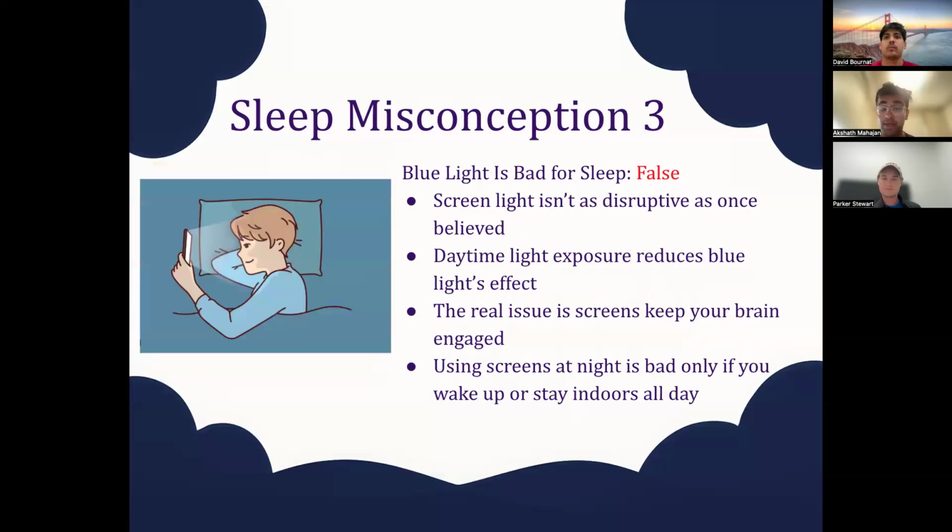Third is that blue light is the main problem with screens at night. It's not. The main issue is actually mental stimulation. Scrolling social media or answering emails keeps your brain active, making it harder to sleep. Plus, if you're exposed to a lot of natural light during the day, blue light at night is less harmful.